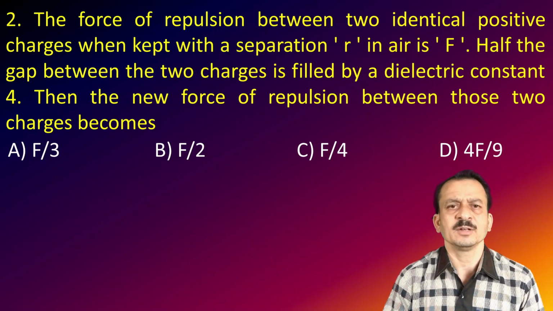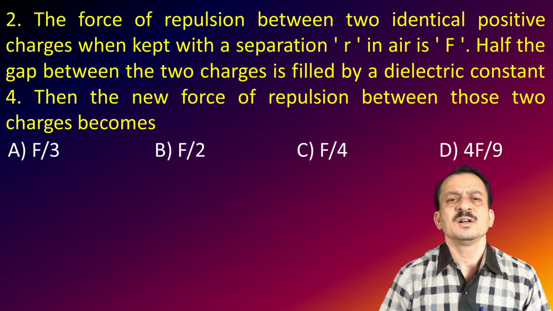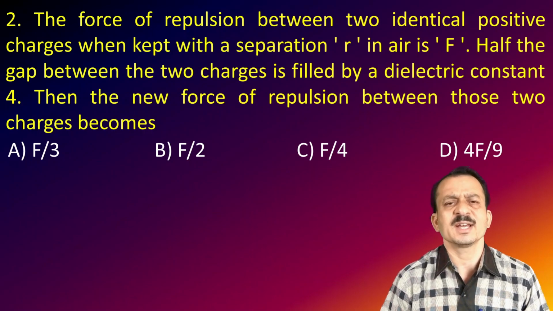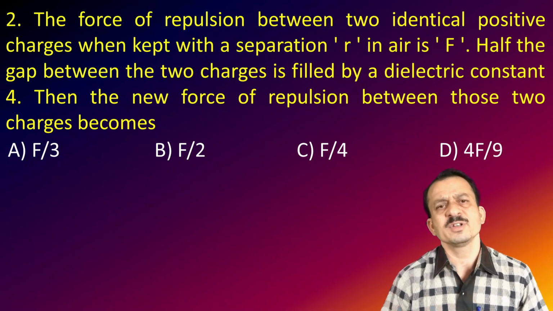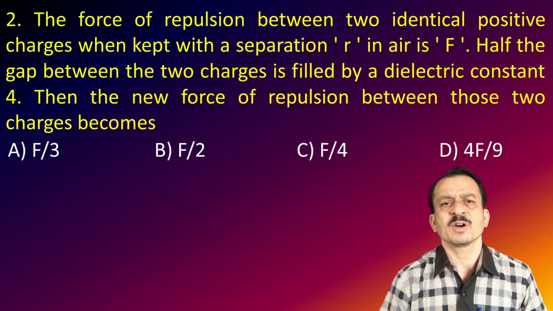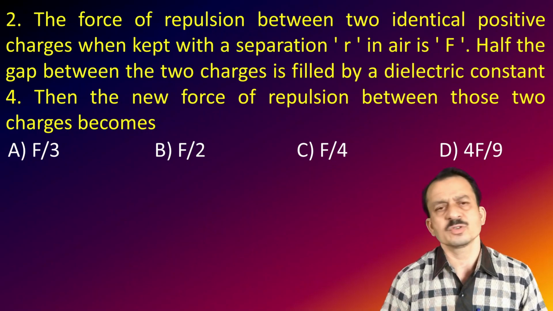So here what they have given, two identical charges are separated by a certain distance R. If air is present, then the force is F. In the next case, they are filling half of the region by another dielectric material having a dielectric constant 4. In the second case, half of the medium between the two charges is air and the other half is a dielectric medium of constant 4. Then what is the new force between the two charges that we are going to study.